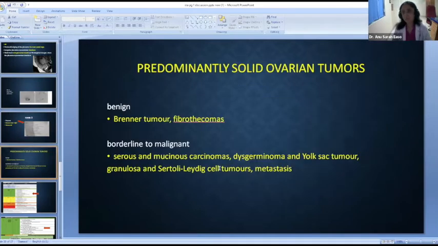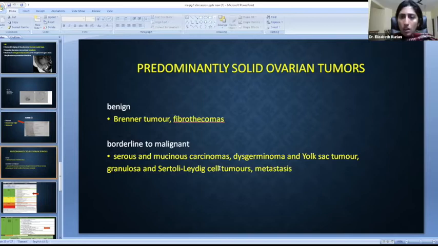Solid tumors can be benign or malignant. What are the benign solid tumors? Fibromas, thecomas, fibrothecomas, Brenner tumors. These are benign tumors, and solid lesions can also be malignant if they are very irregular, or show a high-risk type of enhancement. If there are nodal deposits or peritoneal deposits, we should think of a malignant solid lesion.